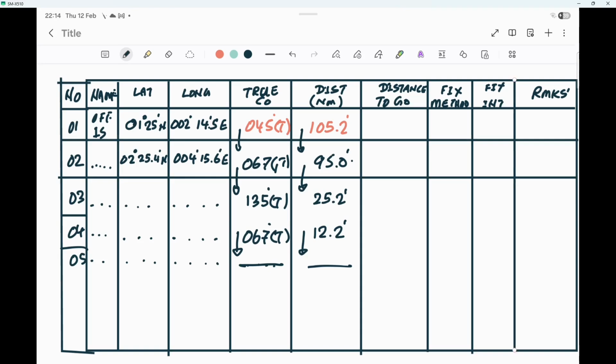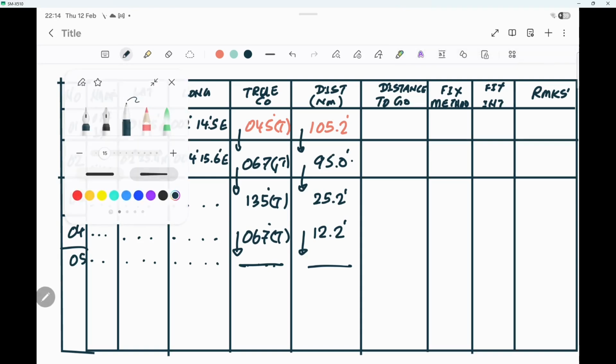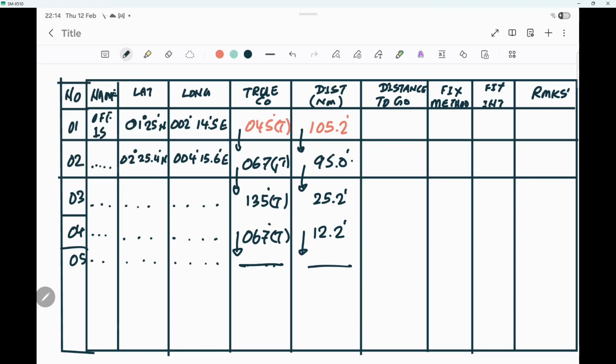237.6. Yes. So now only you are getting the total distance. Now the total distance to go from waypoint 1 to waypoint 5 is 237.6. Right. So what should come here now?